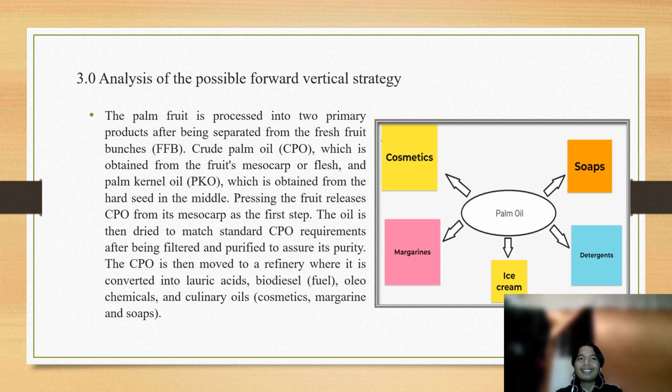Pressing the fruit releases CPO from its mesocarp as the first step. The oil is then dried to match standard CPO requirements after being filtered and purified to assure its purity. The CPO is then moved to the refinery where it is converted into culinary oils, cosmetics, margarines, and soaps.